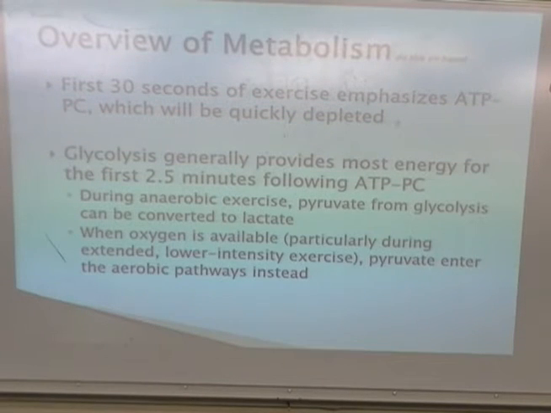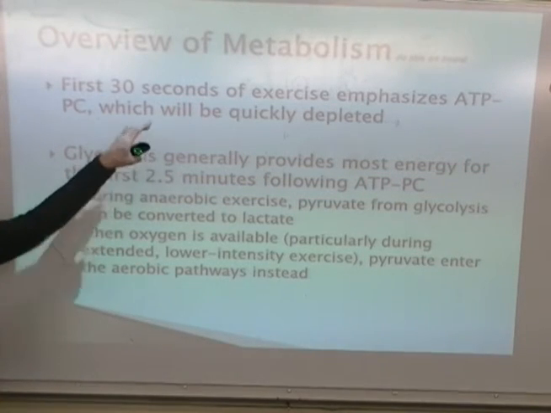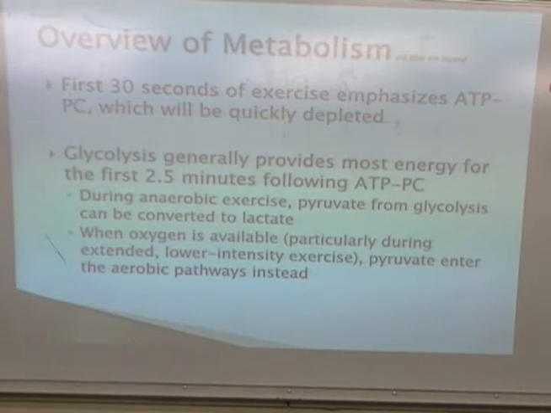Okay, so our first 30 seconds then, ATP PC system. All right, 5 to 10 seconds of ATP, 15 or so, 20 seconds of phosphocreatine. Then we've got about 2.5 minutes worth of glycolysis breaking down carbohydrate, gets us to about 3 minutes.